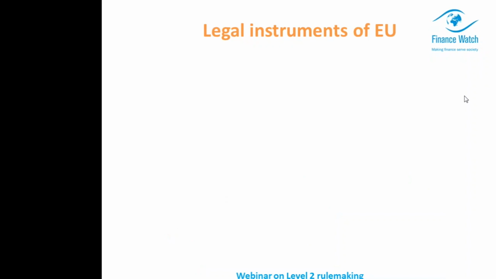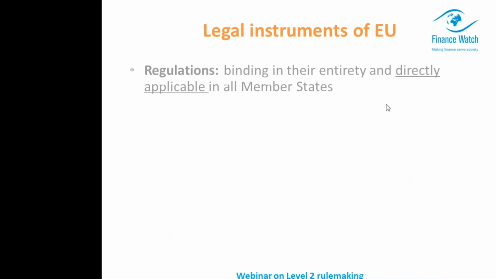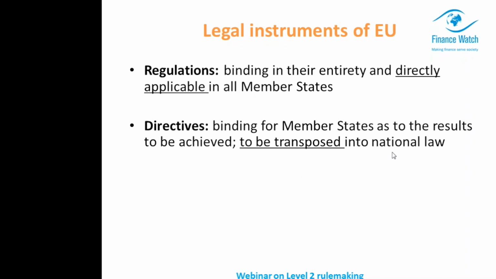Then we have the legal instruments in a little more detail. The regulations are binding in their entirety and directly applicable to the member states. So there is only a need for translation into the official languages, and they become law. Then we have directives, which are binding for member states as to the objective they have to achieve, which has to be transposed into the legal system of the member states.